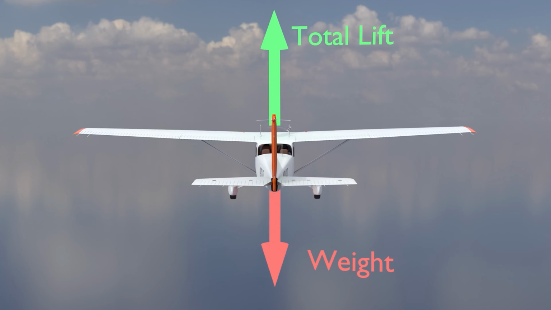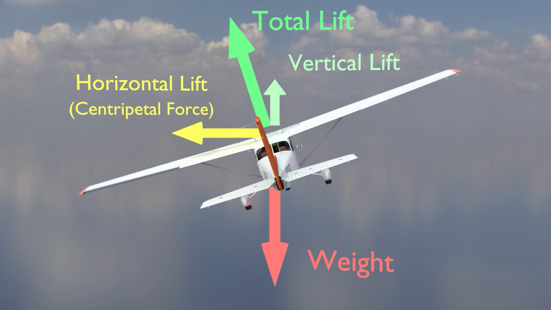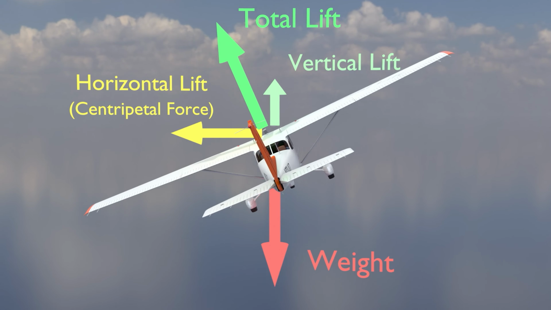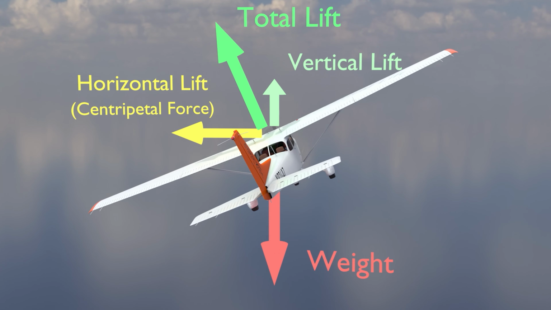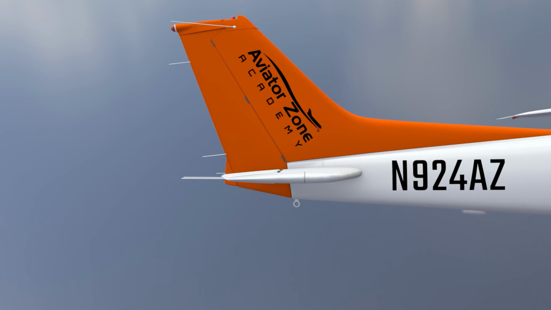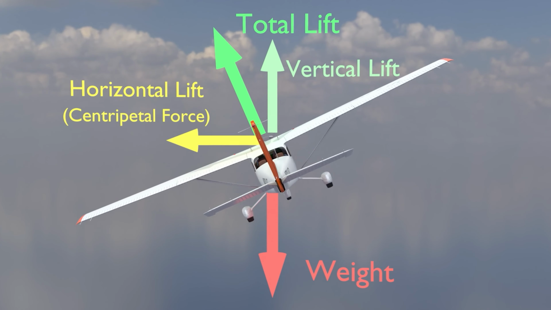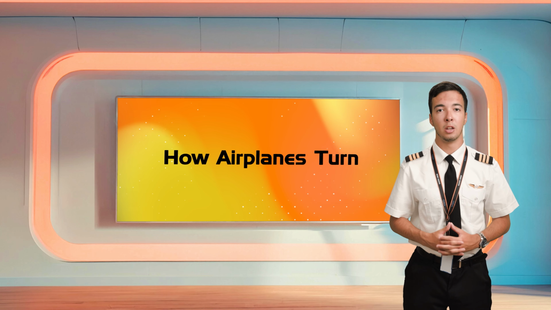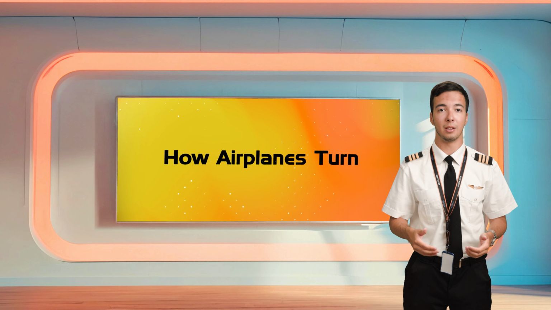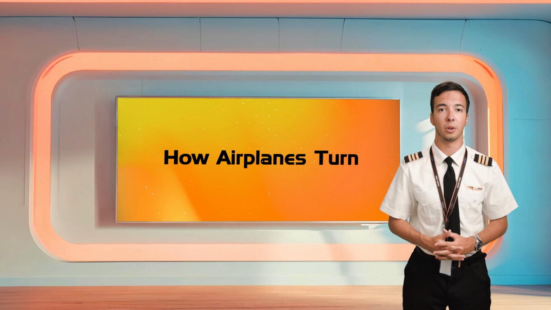There is a cost to banking. The vertical component of lift gets weaker. Left alone, the airplane starts to descend. To hold altitude, the pilot needs to add back pressure, raising the angle of attack and increasing the total lift until the vertical component is restored. Too little back pressure and you're descending. Too much and you risk an accelerated stall.